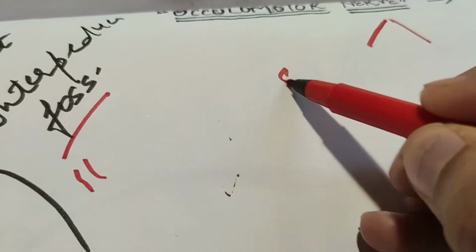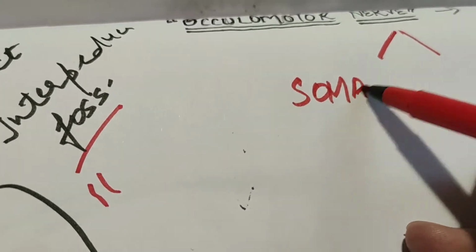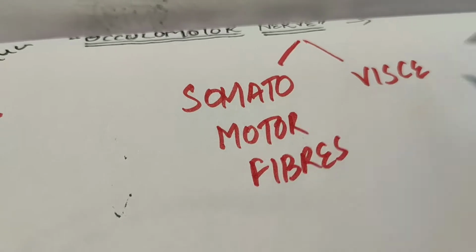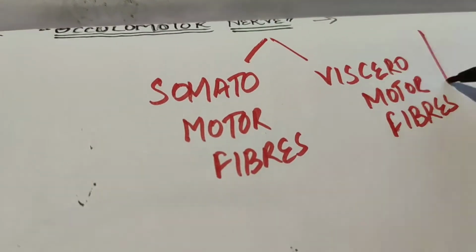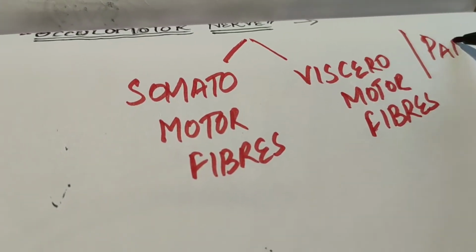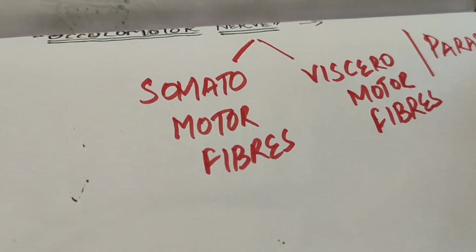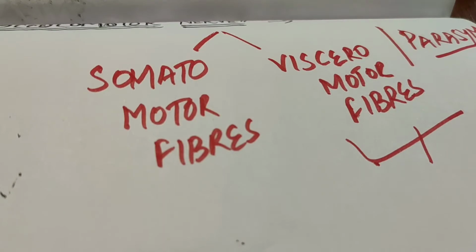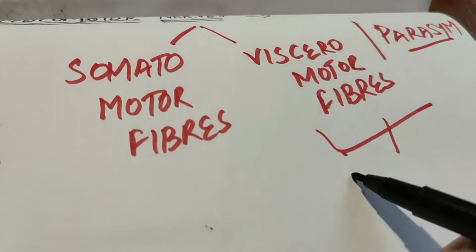This third cranial nerve has two types of fibers. One is the somatomotor fibers, and one is the visceromotor fibers. Visceromotor fibers are also parasympathetic fibers. So this has one different nucleus, that is the Edinger-Westphal nucleus.